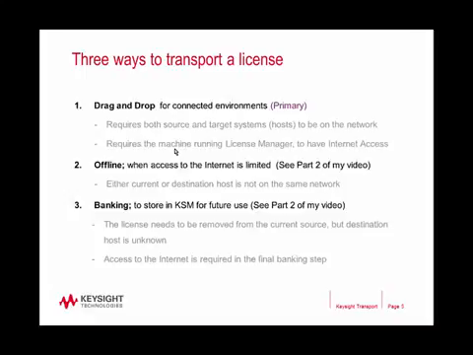cannot occur, then it either becomes an offline method for the transport, or even banking. Offline means that access to the internet is limited, and either the current or destination host is not on the same network. And as a side note to that, you can also bank it, which means you store it in your Keysight Software Manager account in your profile for future use. So you can bank it there, kind of like your savings account for it. And when you get an analyzer or a PC in that you now want to finish the transport to, you can basically remove it from the Keysight Software Manager and install it on it at that time.